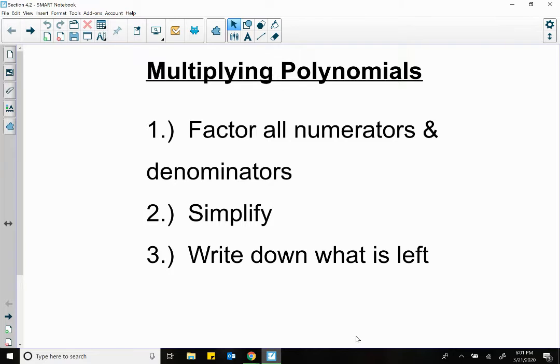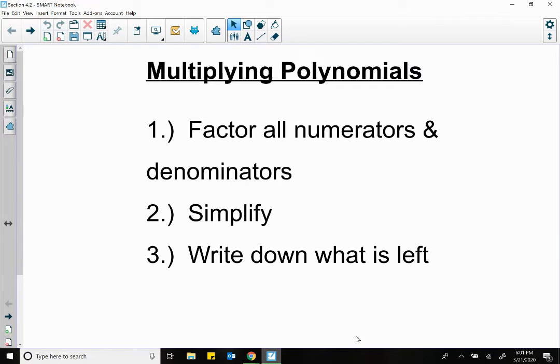So when you multiply and divide, you do not need common denominators. It is adding and subtracting that you need common denominators. We'll worry about that when we get there. Okay, but multiplying and dividing, it's going to be nice and easy, I promise you. So here are the steps.